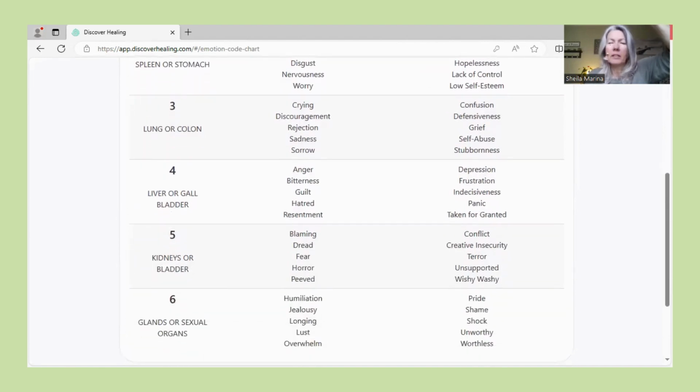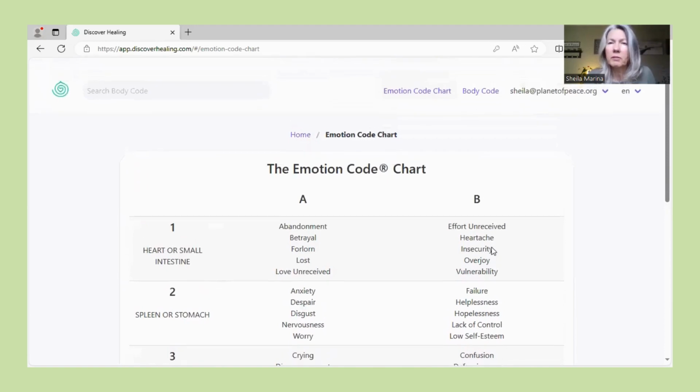In B5 for Gus, is it the first one? Is it conflict? No. Creative insecurity? No. Terror. So there's an emotion of terror that's trapped inside of Gus. And I'm not sure how old Gus is, but I'd like to find out, did this get stuck in Gus before the age of 3? Yes. Before the age of 2? No. Was it somewhere between the ages of 2 and 3? Yes. The trapped emotion of terror.